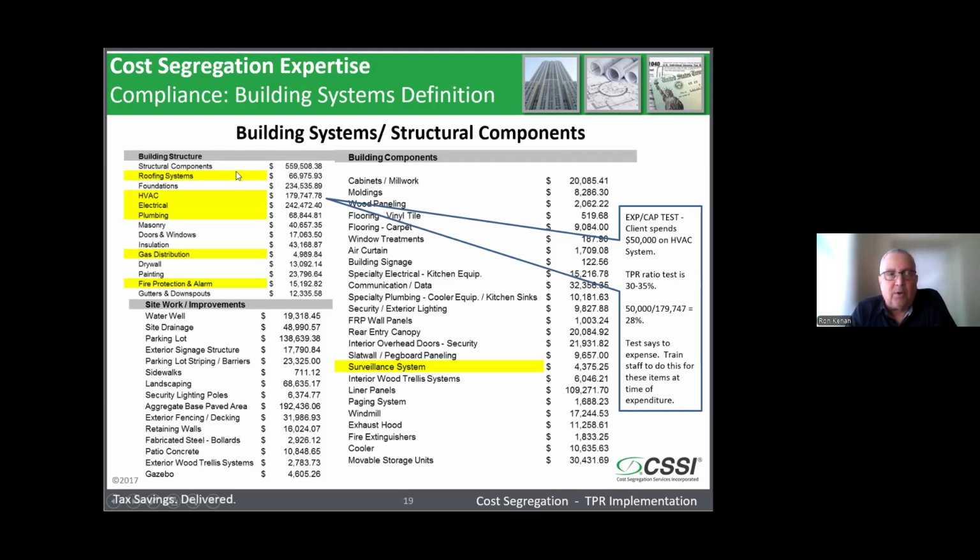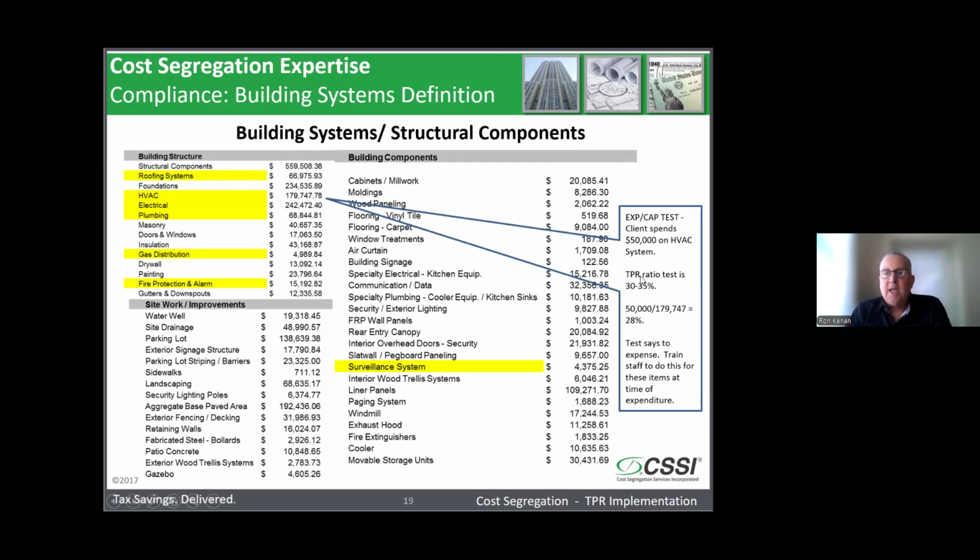So for example, the roofing is valued at $66,975. The HVAC $179,000. The electrical this and this. The plumbing this and this, and it goes on and on to different components. Now, what this tells you is something very important, and this comes from the tangible property regulation that I mentioned to you.